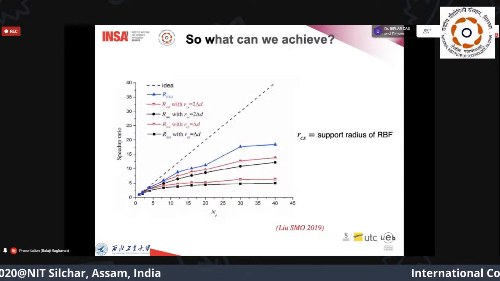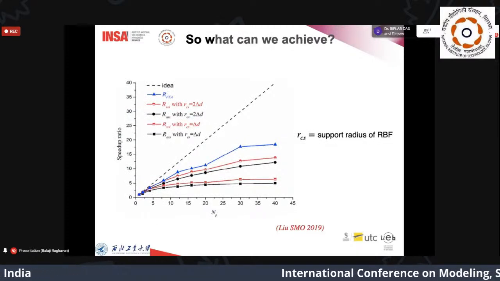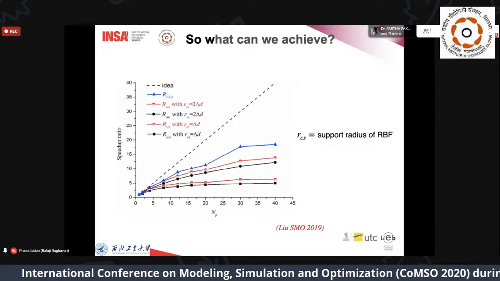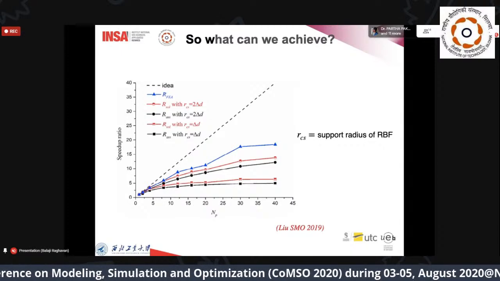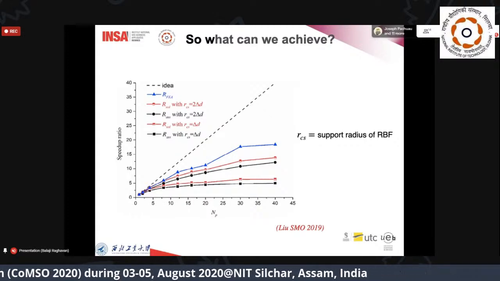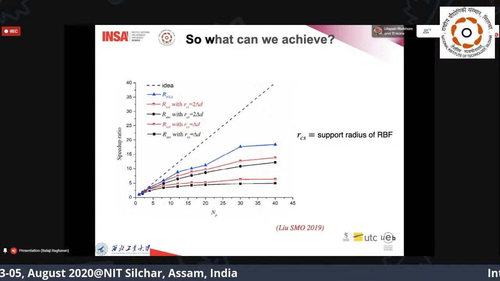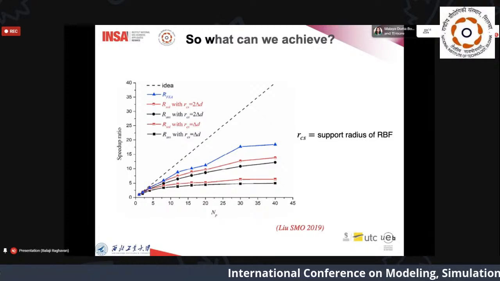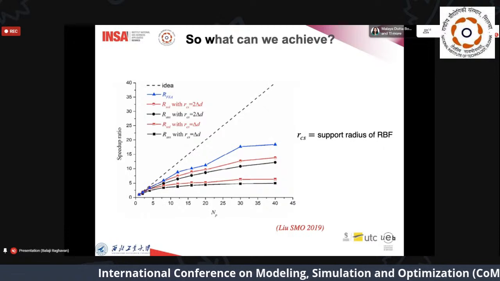So what can we hope to achieve? This is actually the work by Liu in SMO, because most papers don't really report the parallel performance and scalability. This is actually a sad fact. This is the closest that I could find. It doesn't relate to the actual topology optimization, only the FEA portion.